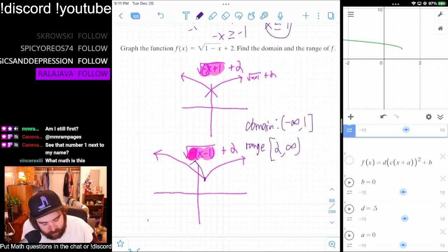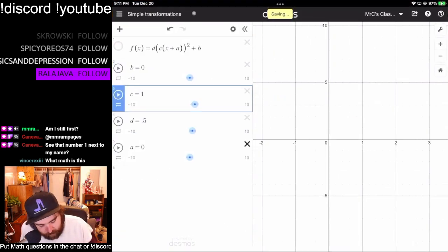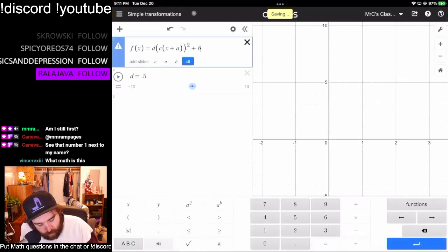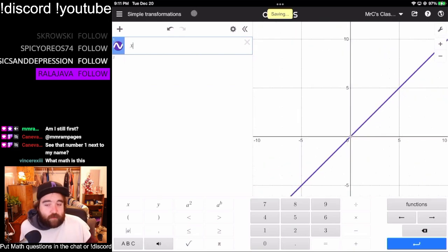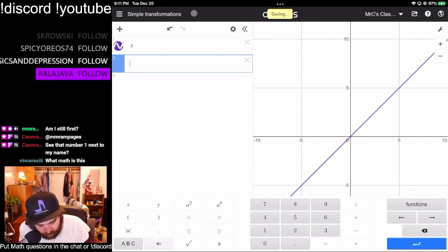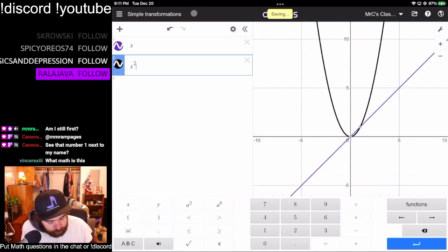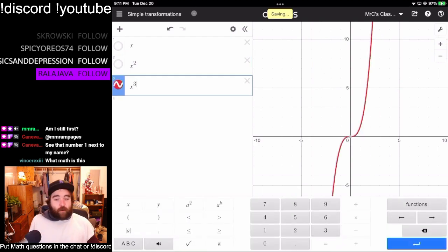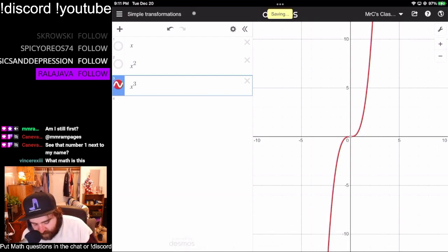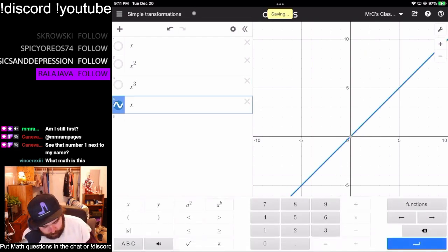I guess the last thing is just what graphs do we need to know? That's always going to depend on your teacher. I would say we need to know the plain x graph, of course, y equals x. You've got to know x squared, of course, we talked about that today. You've got to know x cubed, for sure. Some teachers, I would say, need you to know x to the fourth.